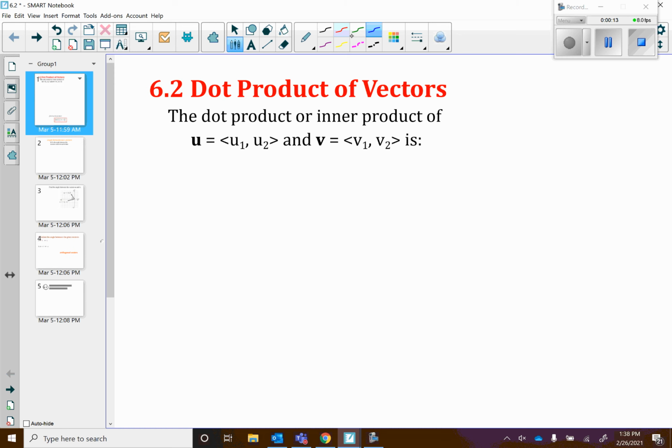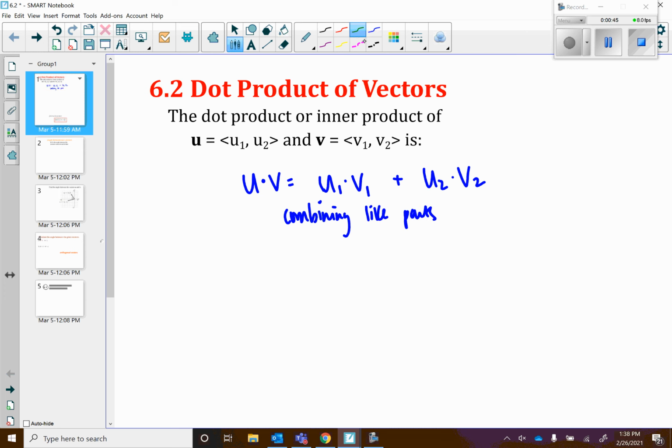So a dot product, sometimes known as an inner product, of two vectors u and v. Well, u is made up of parts u1, u2, and v is made up of parts v1, v2. The dot product u dot v is equal to u1 times v1 plus u2 times v2. We can think of it like we are combining like parts, and in the end we're given a value that says what the whole thing has in a direction.